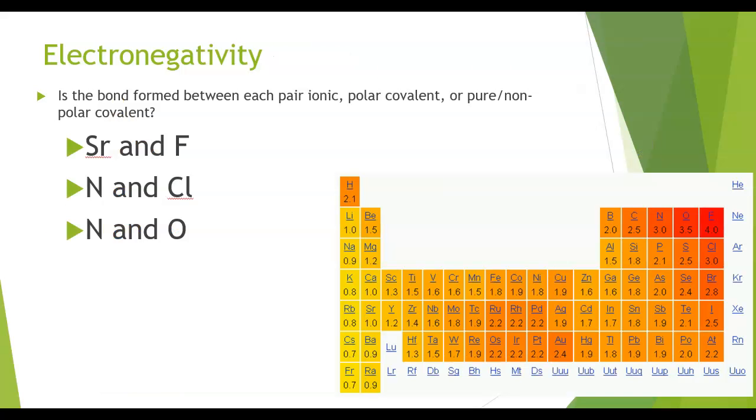All right, so let's do a little bit of practice. So electronegativity: is the bond formed between each pair ionic, polar covalent, or pure and nonpolar covalent? And so we'll use that 0.4 and under will be nonpolar covalent. Above 0.4 till about 1.7 will be polar covalent, and then above that 1.7 would be ionic. So go ahead and give it a try.